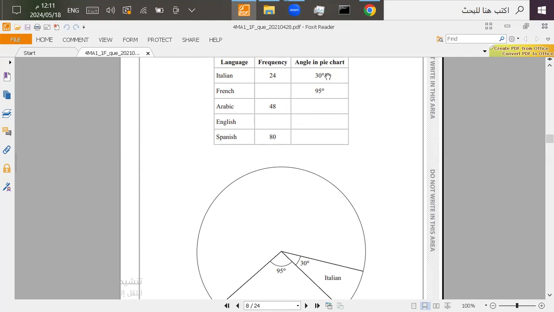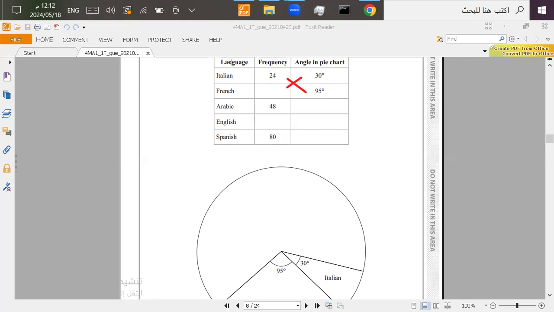Now we have this and this angle. We have two angles and one number. We can use the x method. It means we can multiply these and then divide them by the 30. It will give me the answer for this. We can do this method to find all the numbers because we don't have the total number. So first we're going to multiply 24 by 95, and then divide it by 30, and I will get the answer for this one.